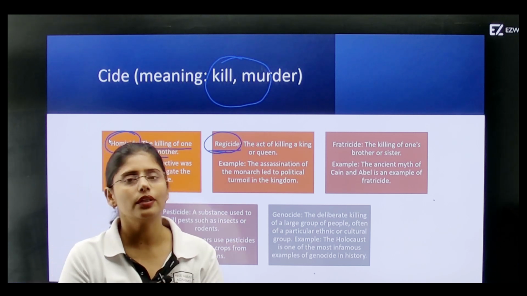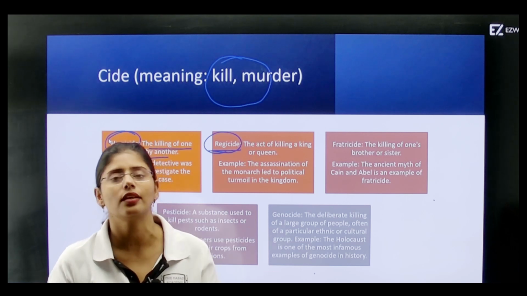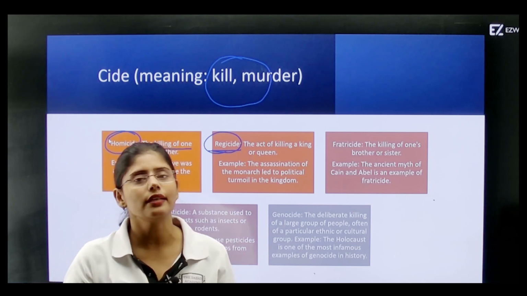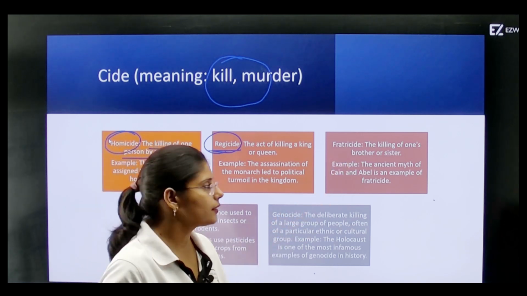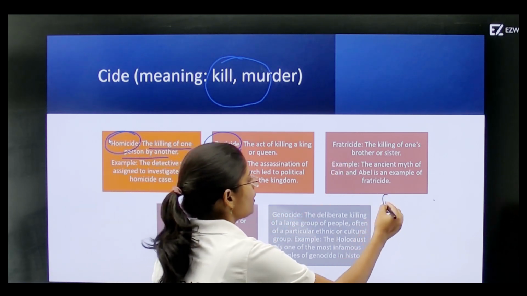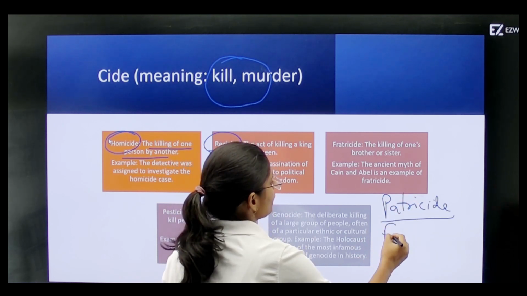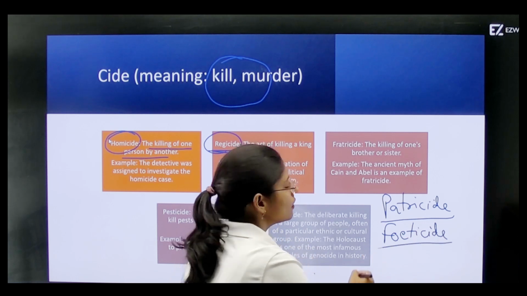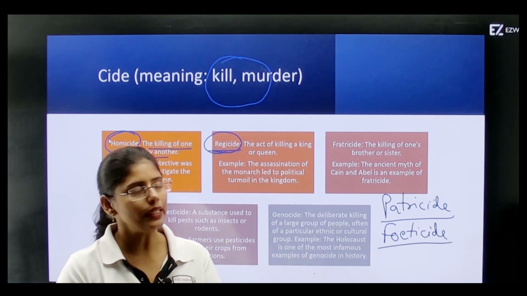Somewhat similar words to fratricide, defining the relation, are matricide, that is killing of one's own mother, and patricide, that is killing one's own father. You can have one more word, that is feticide. It means to kill an unborn baby, that is to kill a fetus.